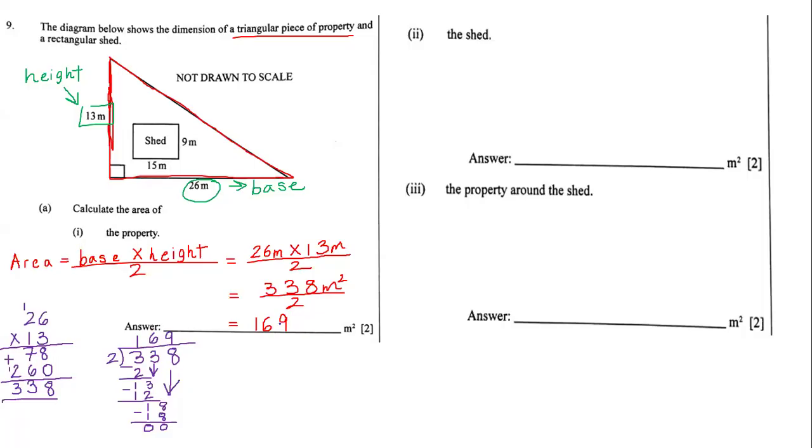All right, so next we need to figure out what's going to be the area of the shed. Now, what is the shape of the shed? A rectangle. Very good. So it says right there that it's a rectangular shed. So area of rectangle, we're gonna use that.